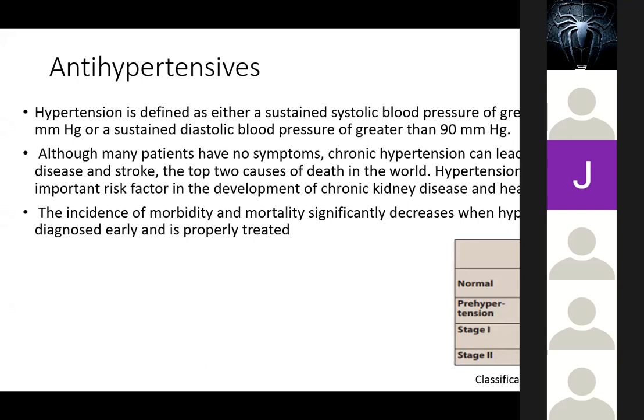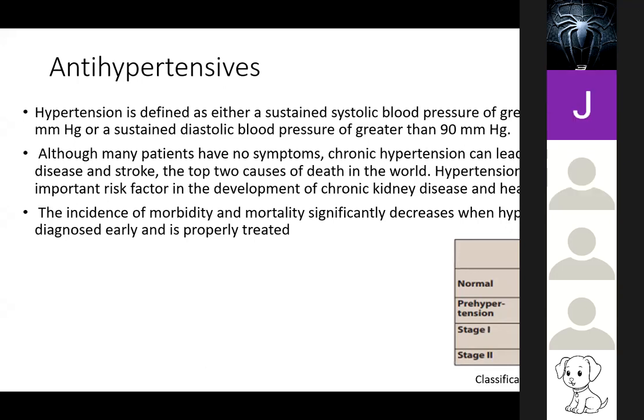Although many patients have no symptoms, chronic hypertension can lead to heart disease and stroke. Now, when this blood pressure is high in soft areas of our head, like the brain, it can burst and then cause stroke. And around the world, these top two diseases cause death. The heart disease and stroke cause death in the whole world.